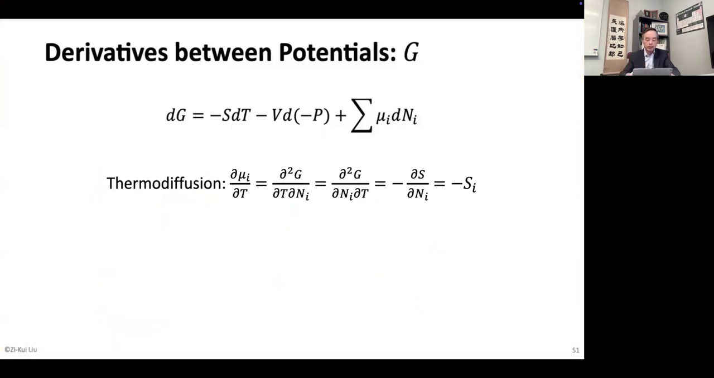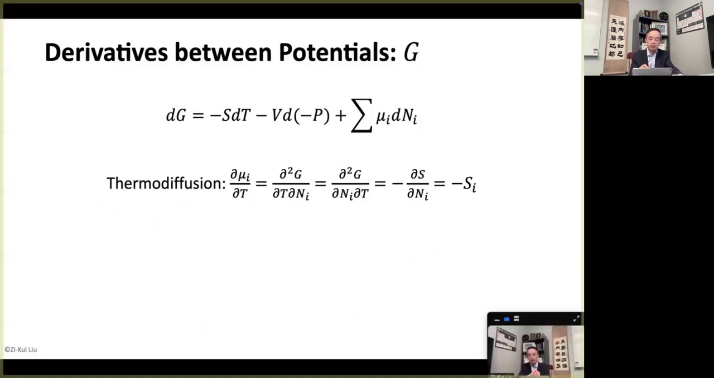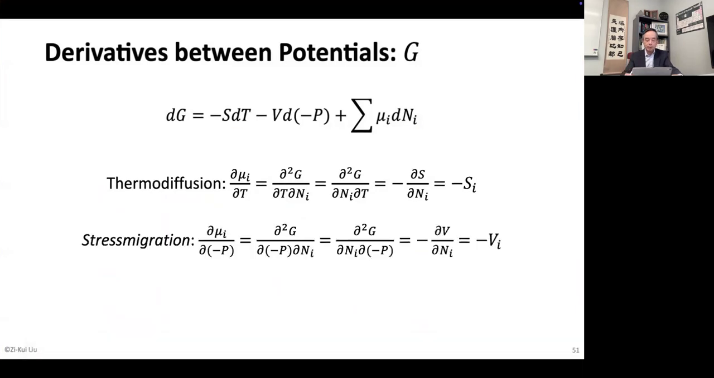Of course, the reason we often use Gibbs energy is because the natural variables of Gibbs energy are what we control in experiments. Okay, so that's what I have: temperature, pressure, and composition. We talked about the thermal diffusion before already. It's a partial entropy, and there's a stress migration. It's a partial volume.